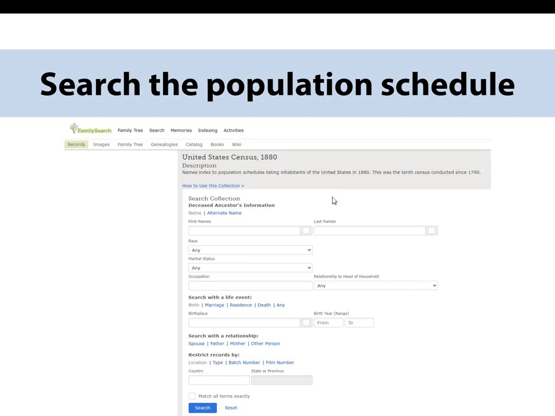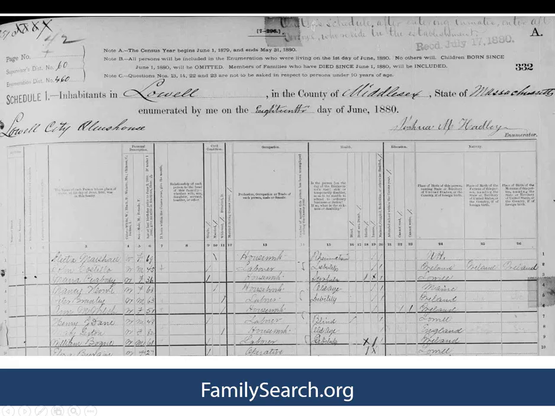So this is on FamilySearch. If we're looking in the 1880 United States Federal Census, you can search that way. You can put in Electa's first name and last name, and then something will come up that is the population schedule. So again, Schedule 1, living in Lowell, Massachusetts.